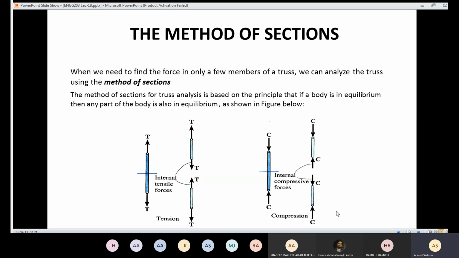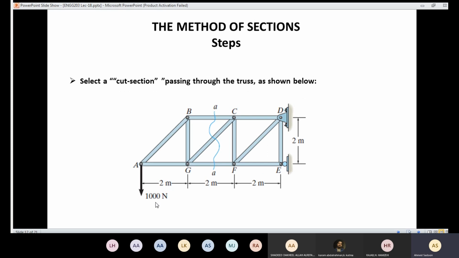And we use that method in order to know the internal forces in the beam. I need to pass a section at the point of interest, and then I need to put the internal forces with the positive senses. So here, since we have a truss and the truss is in equilibrium, it means that if I cut here, that part is going to be in equilibrium, and that part is going to be in equilibrium as well. But I need to put the internal forces.